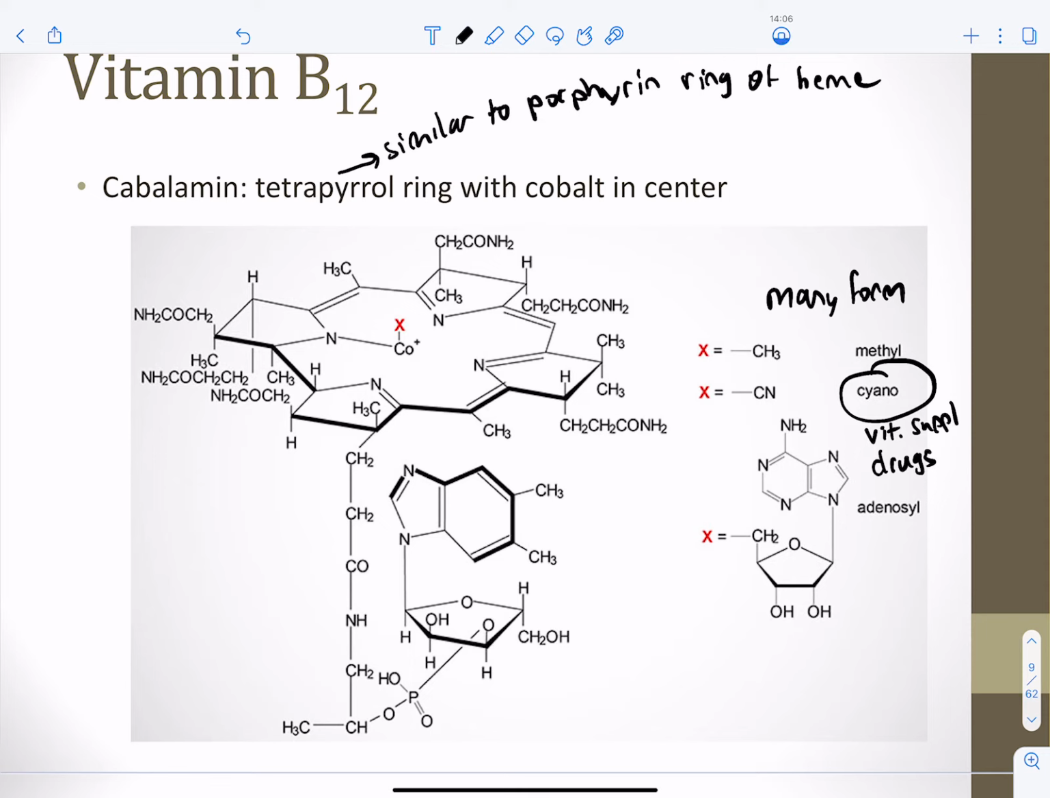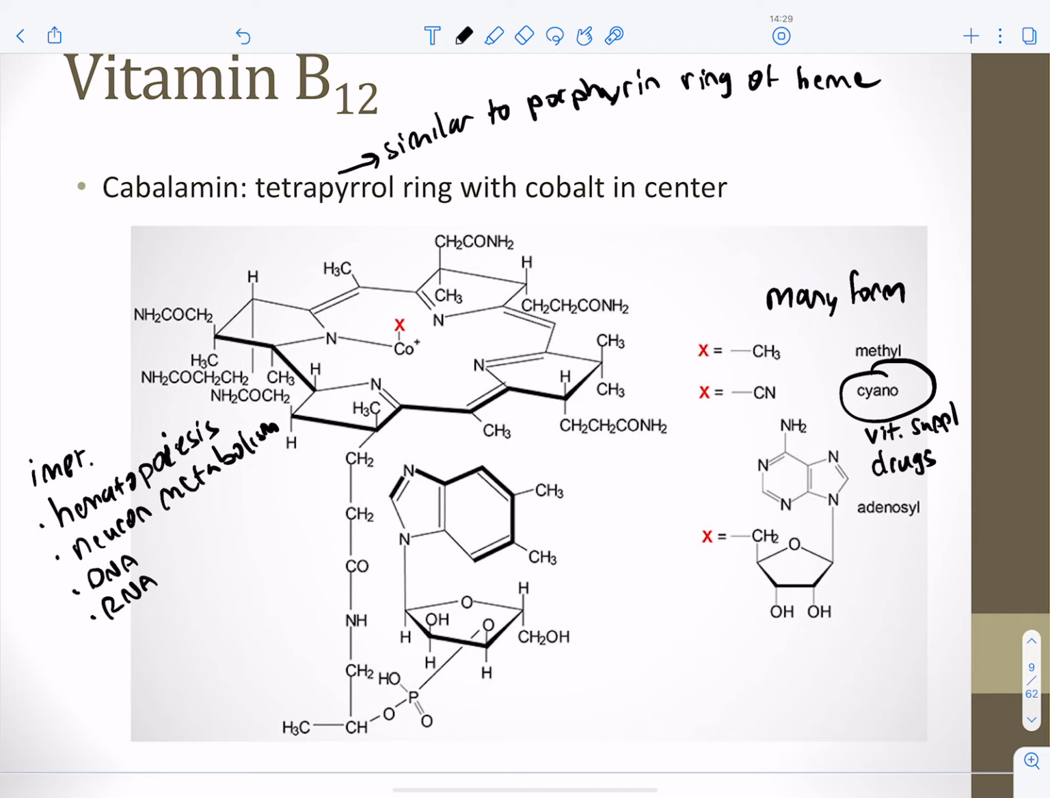Now, vitamin B12 is important in hematopoiesis. It's going to be important for neural metabolism, DNA, RNA, as well as carb, fat, and protein metabolism. So vitamin B12 is very important in our diet.